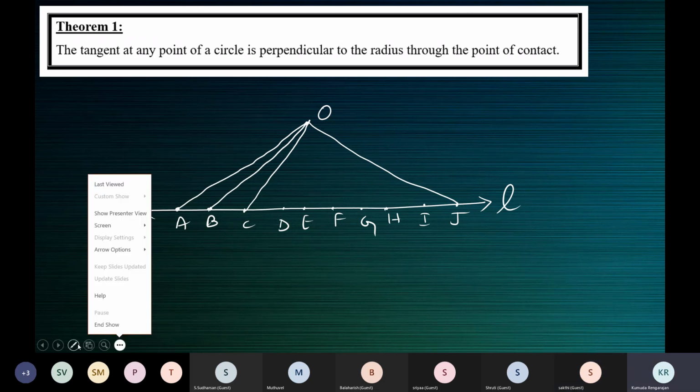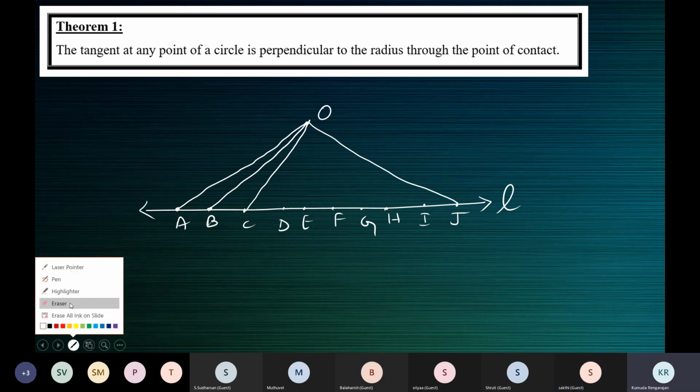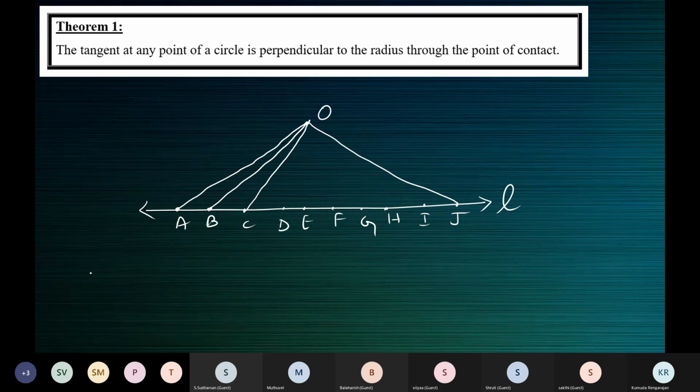All right. Now, all these people take different routes to reach O. They're all standing on the line L. A, B, C, D, E, F, G, H, I, and J are all standing on the line L. And they take different routes to reach O. So A walks along AO, B walks along BO, like that. So they take different routes. So this one walks like this, IO. You understand?